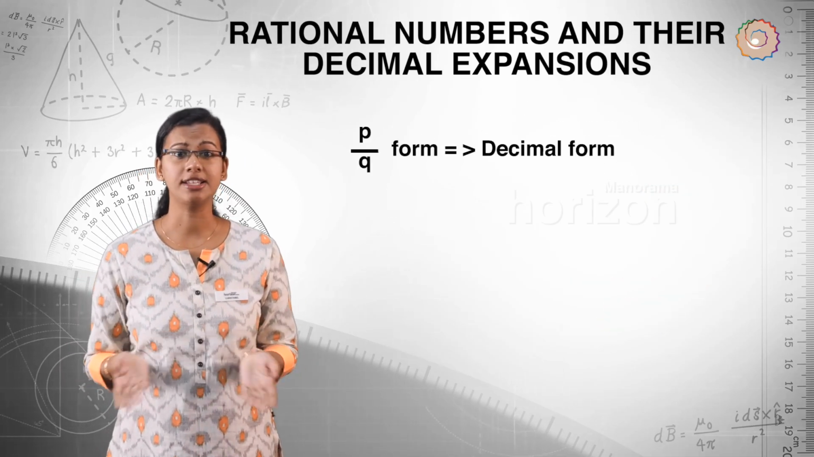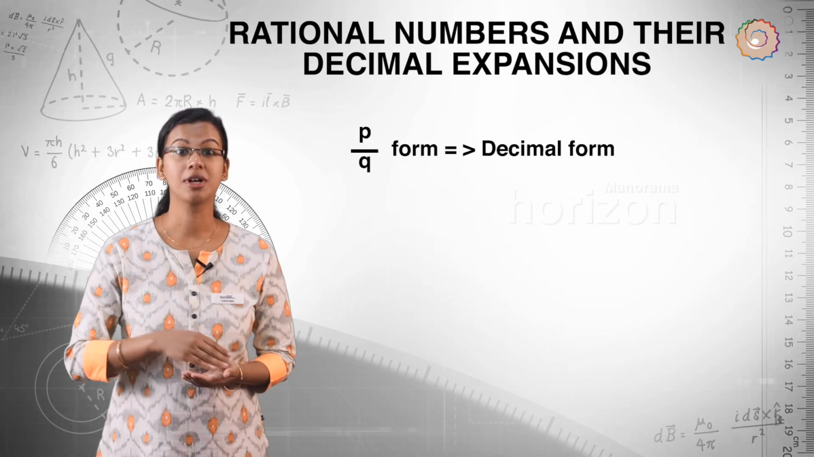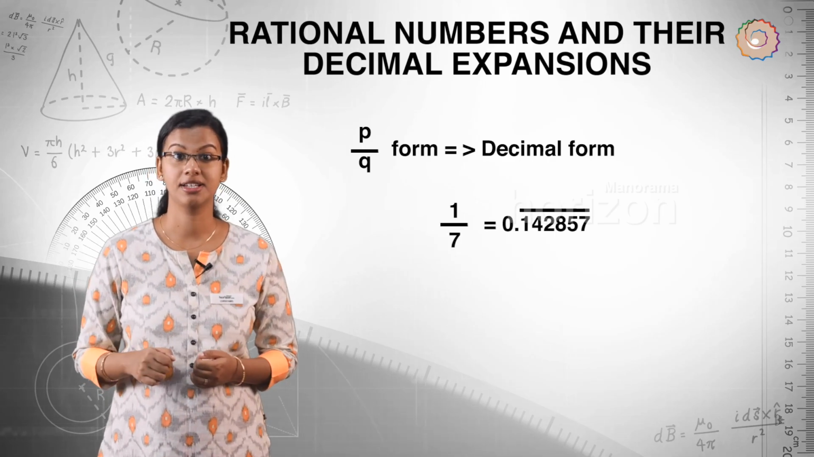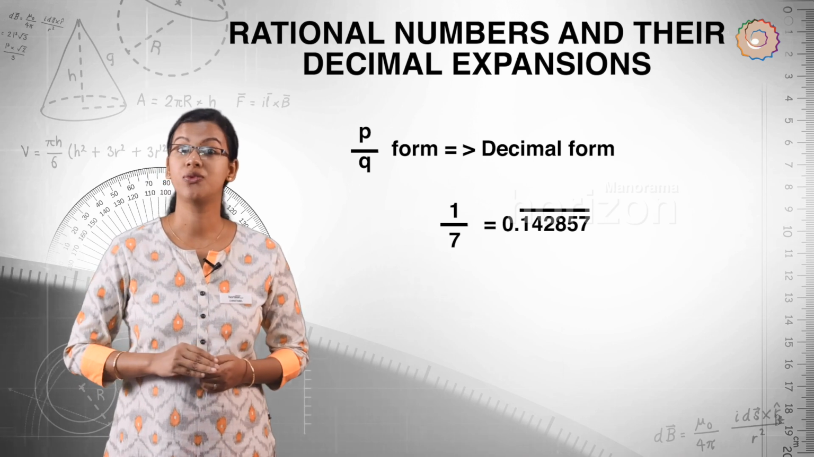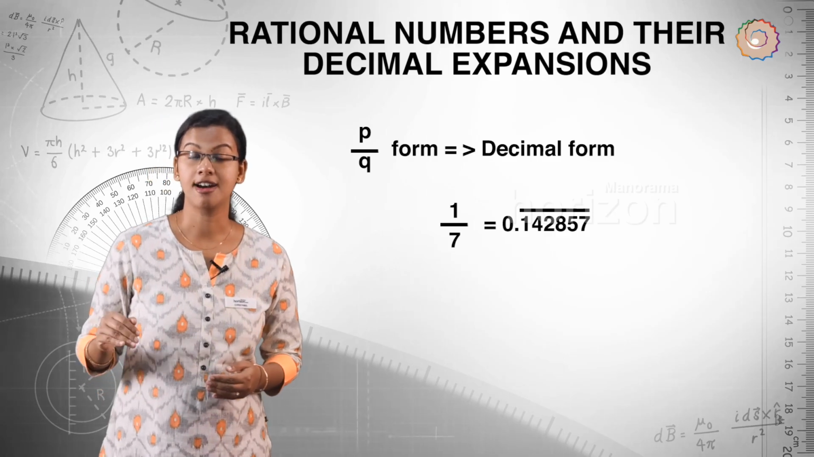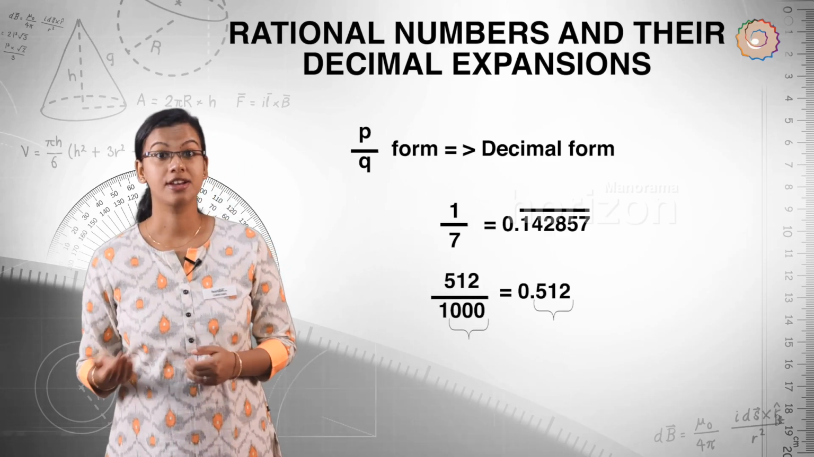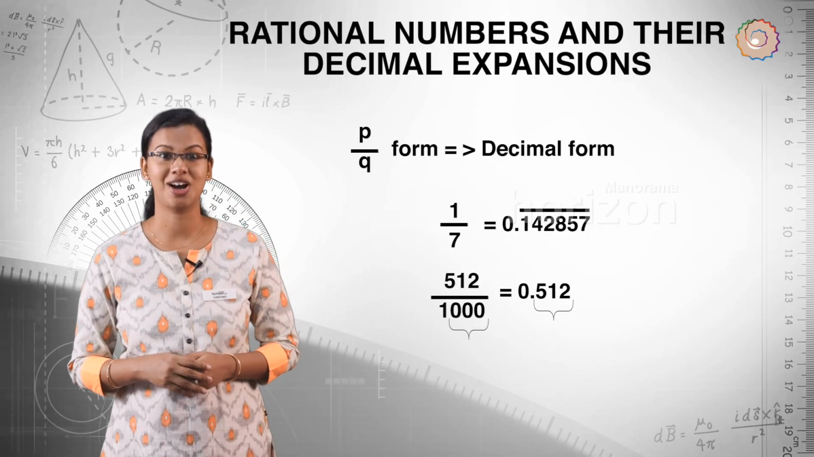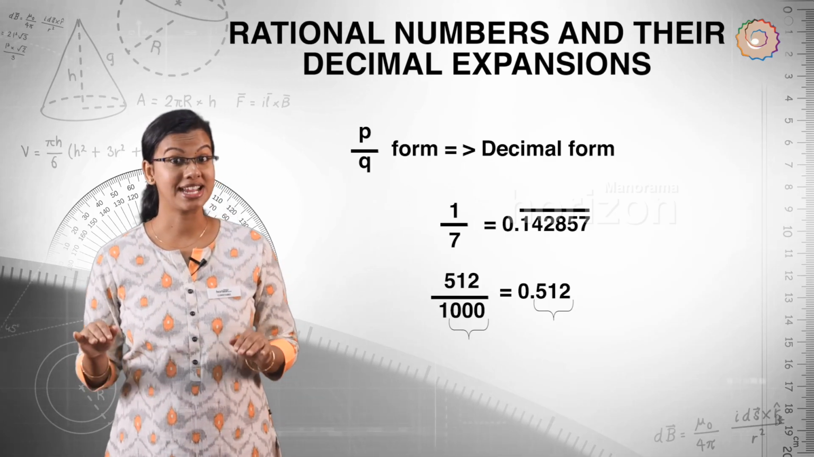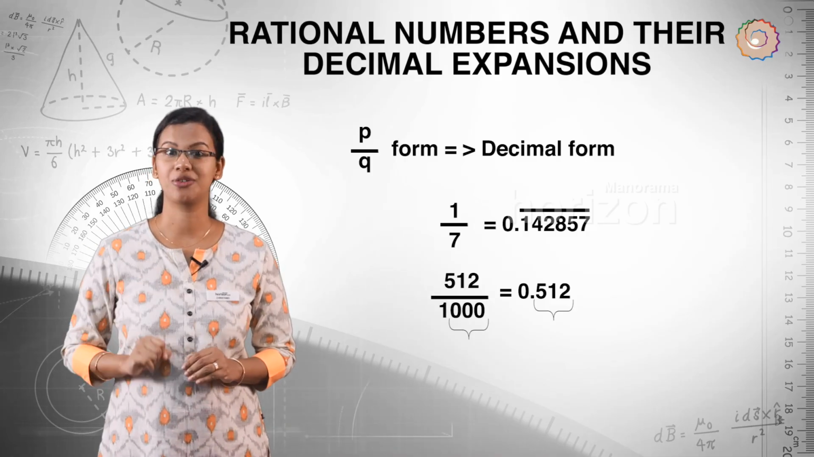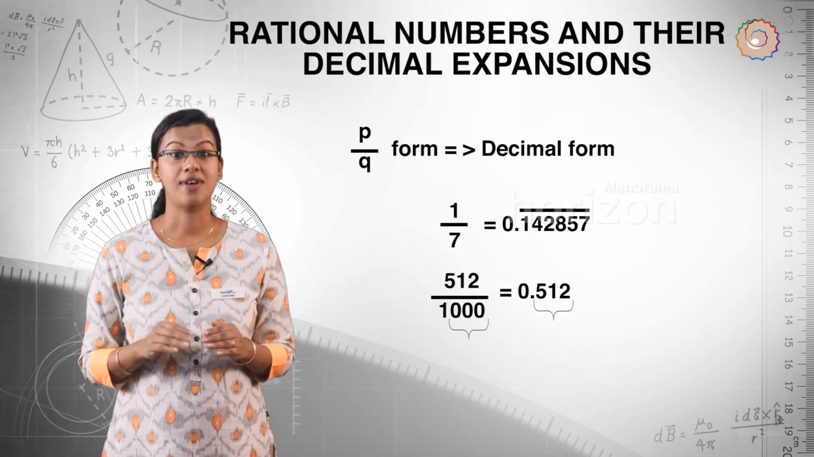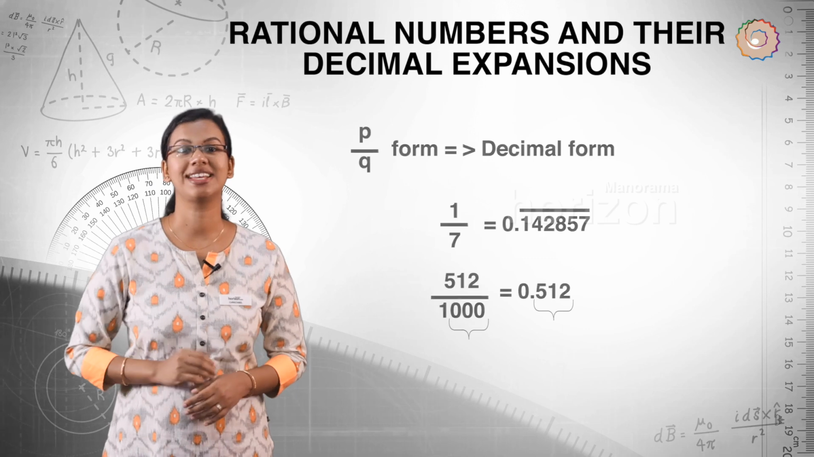Similarly, we can convert any rational number from p by q form to decimal form by long division. For example, 1 by 7 equals 0.142857 bar. Here, the digits with the bar are repeated. And next, we have 512 divided by 1000. For this, even without performing long division, since the denominator is 1000, that is the third power of 10, we just need to shift the decimal point of the numerator value 3 digits to the left to get the answer.